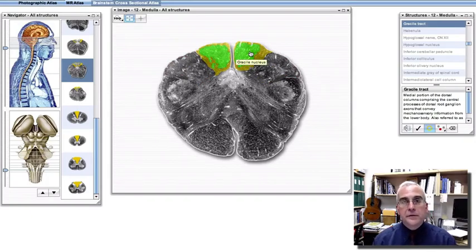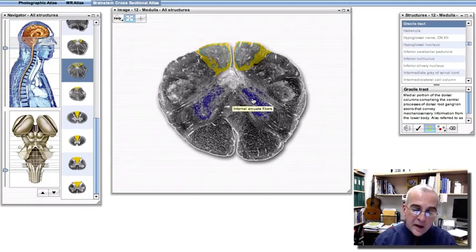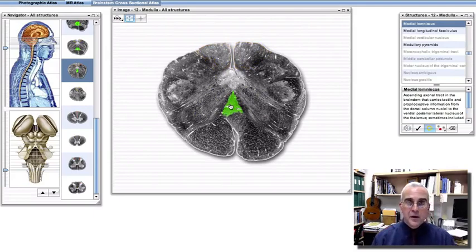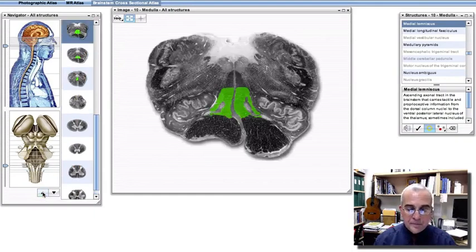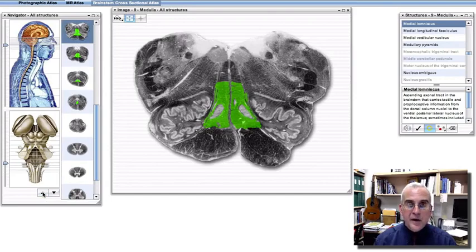Now, these second order neurons grow out axons that are going to cross the midline and form a critical pathway of the brainstem called the medial lemniscus. As these axons grow out, we call them internal arcuate fibers, but once they cross the midline, they begin to coalesce into a medial ribbon of white matter, and that's what medial lemniscus means, medial ribbon. So now we can follow this medial lemniscus all the way up the brainstem.